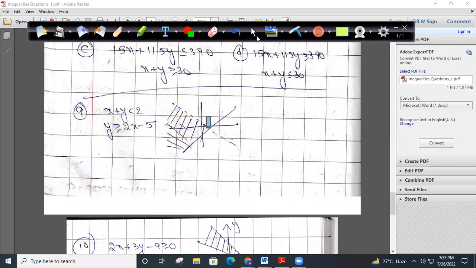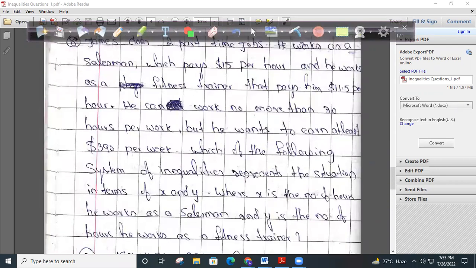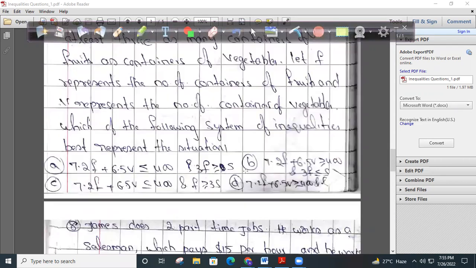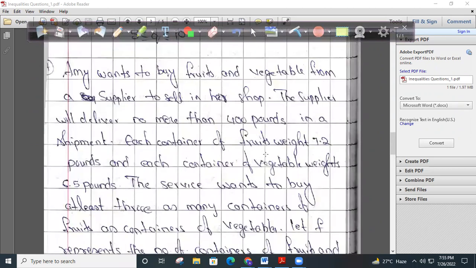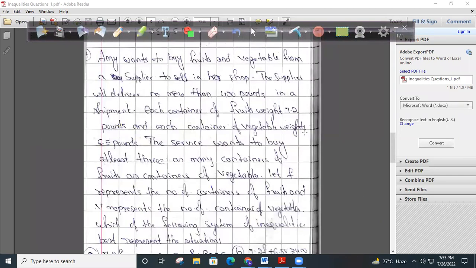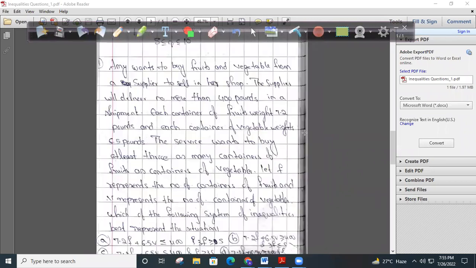Students don't prepare for these models, or they don't have awareness, so they make mistakes in this part of the exam. This question we have solved. Next, just lengthy word problems, nothing else. You'll be able to solve this question.